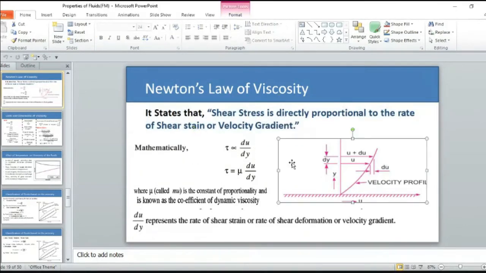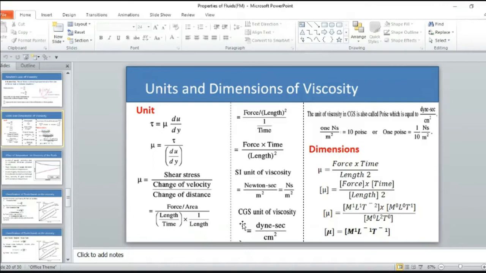Okay, so we had seen in our last lecture that we consider two parallel plates and an imaginary mass of fluid within these two plates. One plate is moving while the other plate is stationary. So layer by layer there is a continuous change in velocity. We had seen the velocity profile in the last lecture, and we had observed that the shear stress applied, tau, is directly proportional to du by dy, which is the velocity gradient. In order to remove this proportionality, we had introduced another constant, called mu. So mu is called the coefficient of dynamic viscosity, or simply dynamic viscosity. And du by dy represents the rate of shear strain or velocity gradient. All this we had seen in our last lecture.